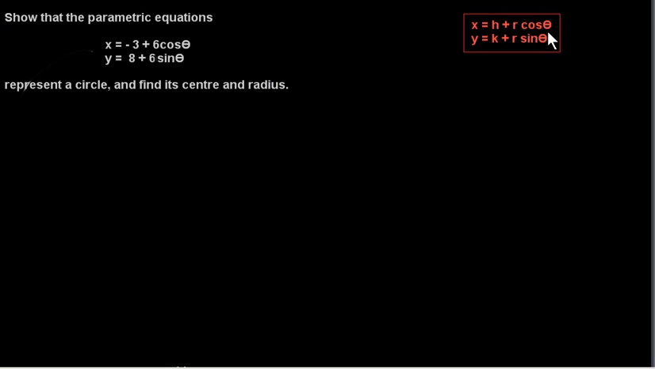If theta is in degrees, it runs from 0 to 360 degrees. So if we take all the values of theta from 0 to 360 degrees, we will generate all the points x, y on the circle.